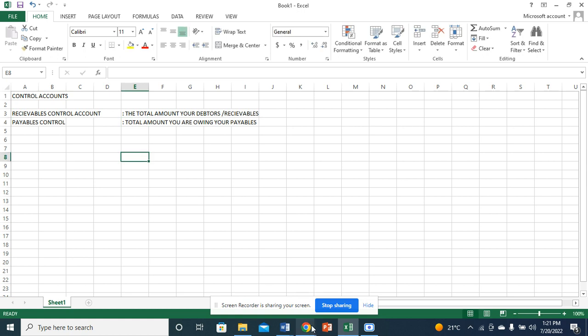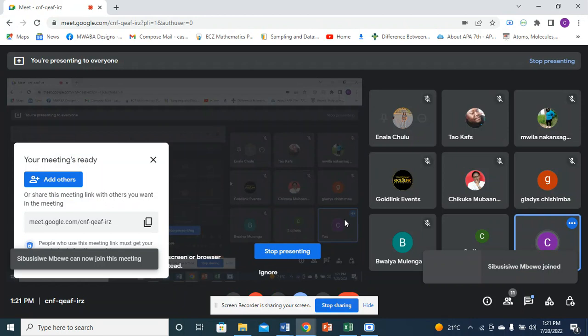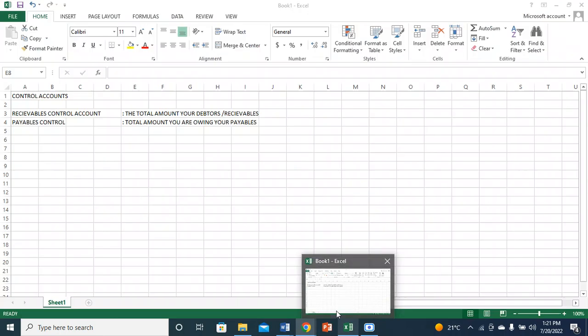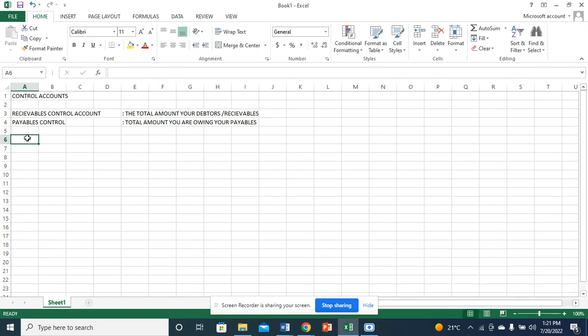Because remember, as a business, you're not only going to have one receivable and one payable, you're going to have a lot of them, all right? And you find their individual accounts in the receivables ledger or the sales ledger, and this is where you find all the accounts for everybody who's owing you, all right?